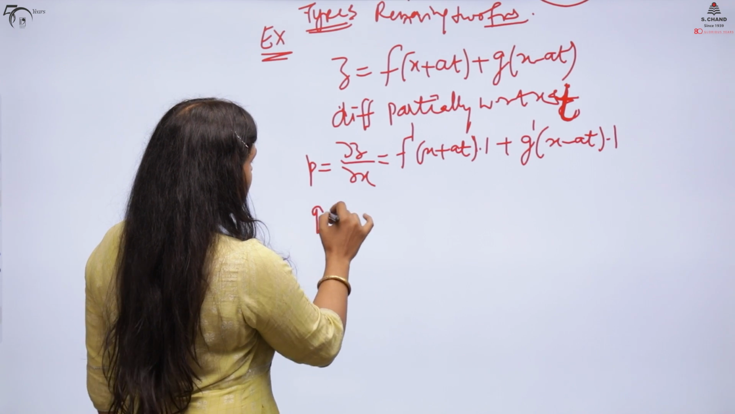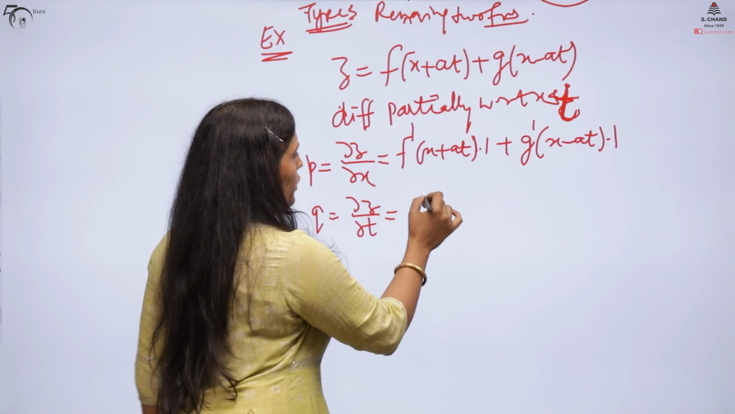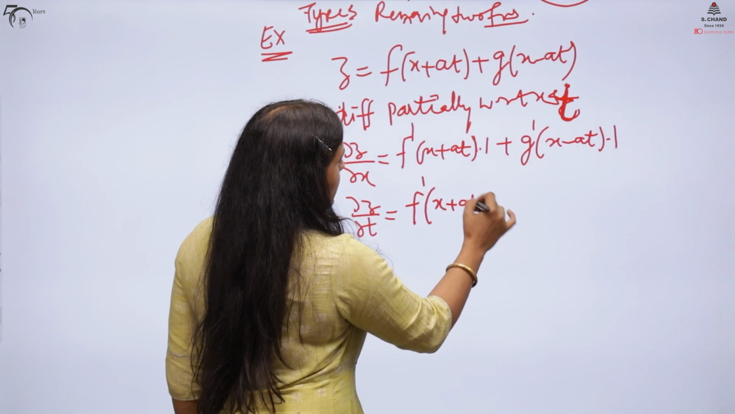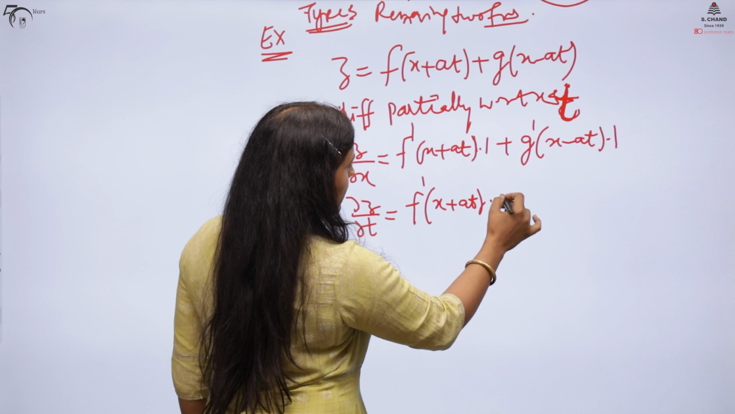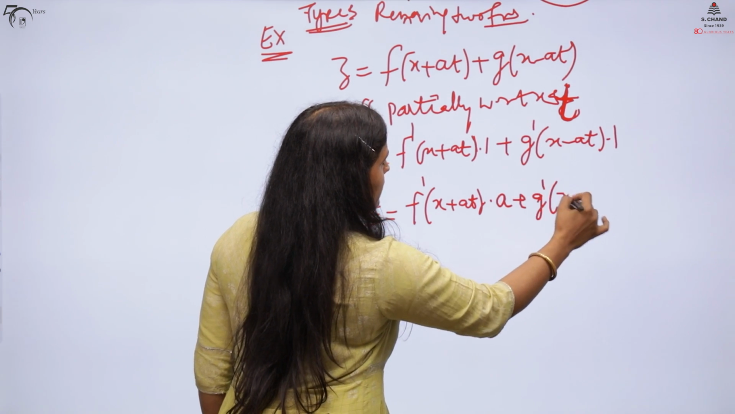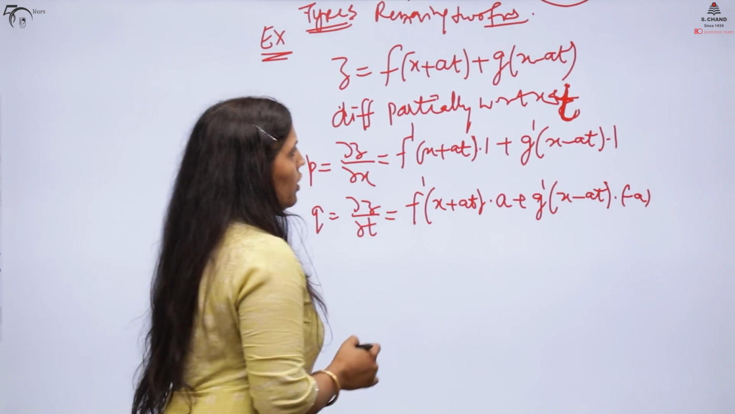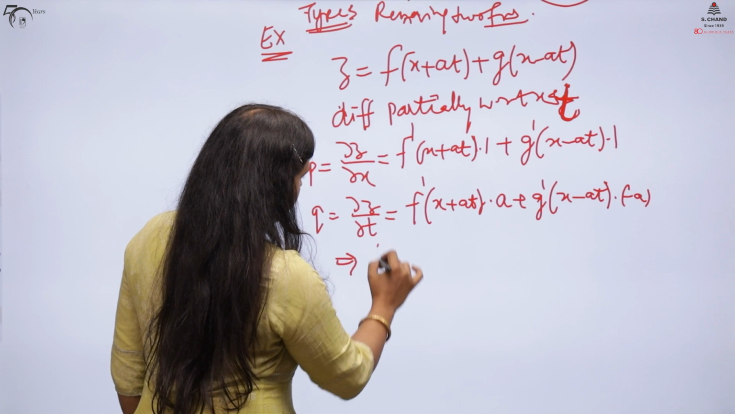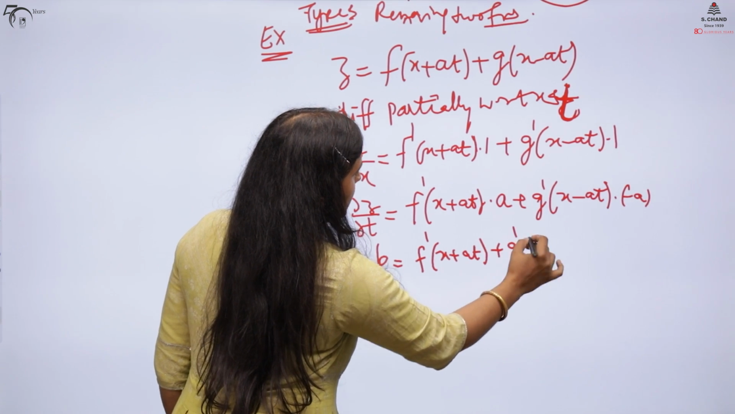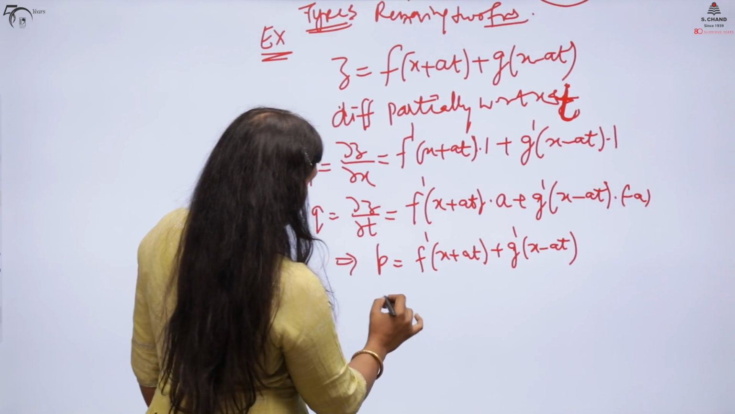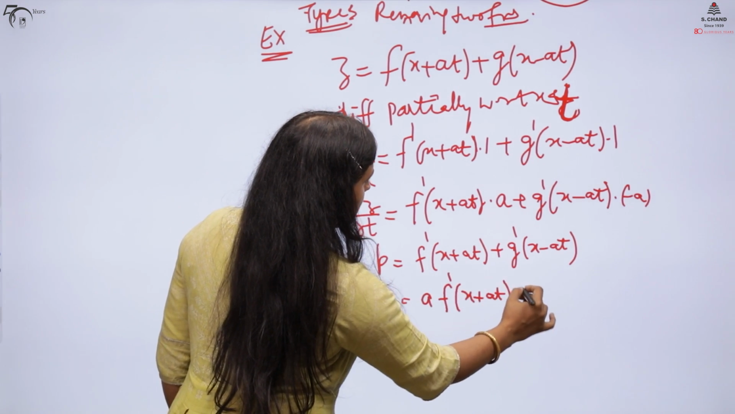Now, the partial derivative with respect to the second variable. So, what will be the derivative? The same way, for x plus at, the t derivative will be 1 and it is simply a. Then for g dash of x minus at, this time the derivative will be minus a, and the x derivative will be 0. So, we got two equations: one is p equal to f dash of x plus at plus g dash of x minus at, and the second is q equal to a f dash of x plus at minus a g dash of x minus at.